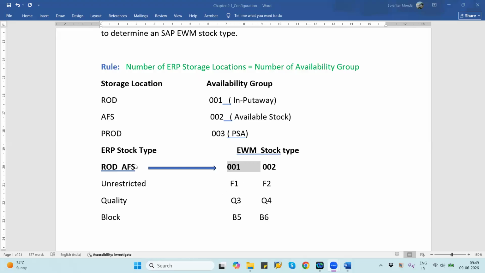If the stock is in unrestricted AFS, then the stock type in EWM will be F2. So understanding this row is very, very important. What is the difference between F1 and F2? Why F1 and F2? Two stock types. The reason is the stock can either be ROD, or the stock can either be AFS.